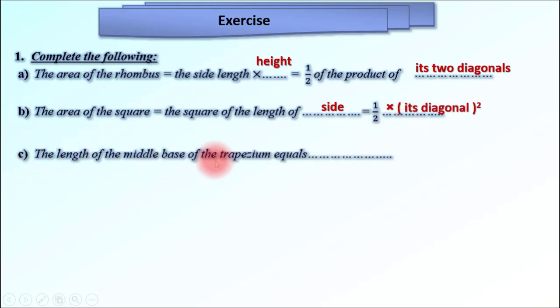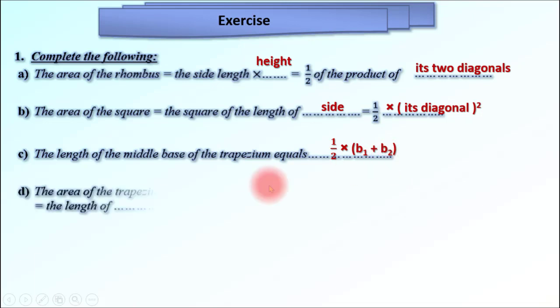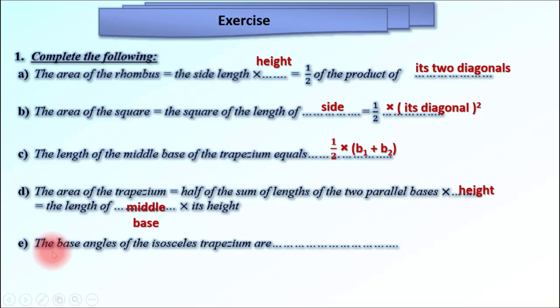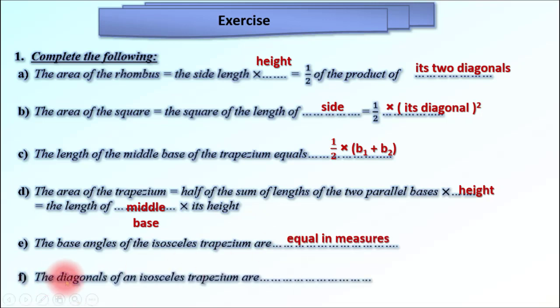C, the length of the middle base of the trapezium equals base 1 plus base 2 divided by 2, or half times base 1 plus base 2. D, the area of the trapezium equals half the sum of the lengths of the two parallel bases times its height, or the length of the middle base times its height. E, the base angles of an isosceles trapezium are equal in measure or congruent, and the diagonals of an isosceles trapezium are equal in length or congruent.